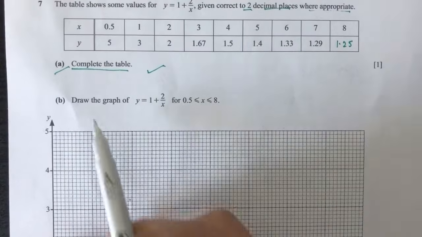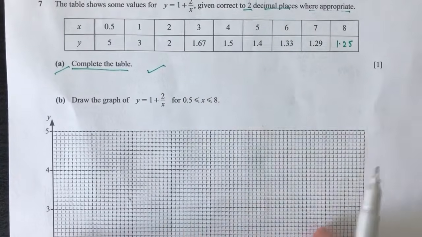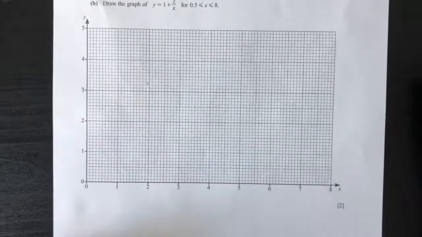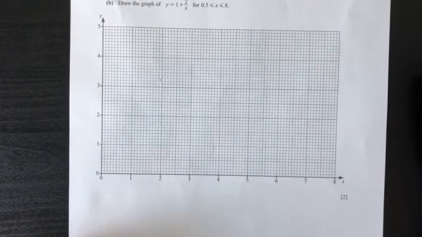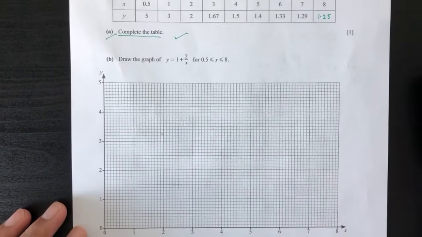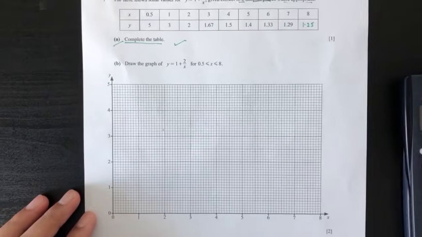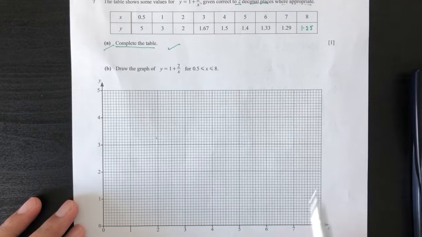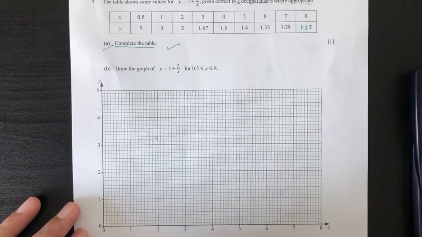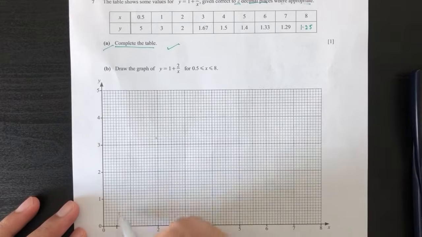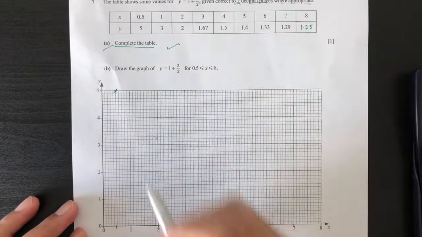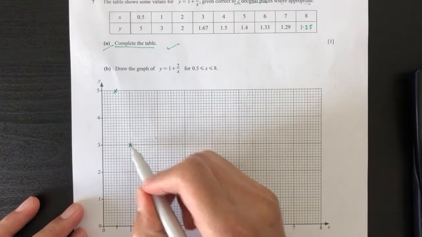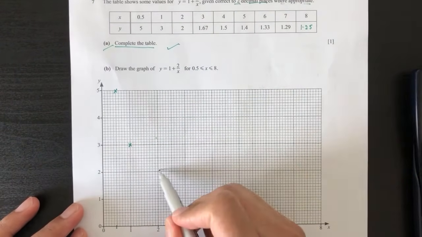Part 2, draw the graph for these points. Let's give ourselves a little space to draw the graph so we can see both the points and the graph. Okay, here we go. The first point we have is 0.5 and 5. 0.5 is here and 5 will be here. Second point is 1, 3. So 1 and 3 will be here. Next is 2, 2. 2, 2 is here.